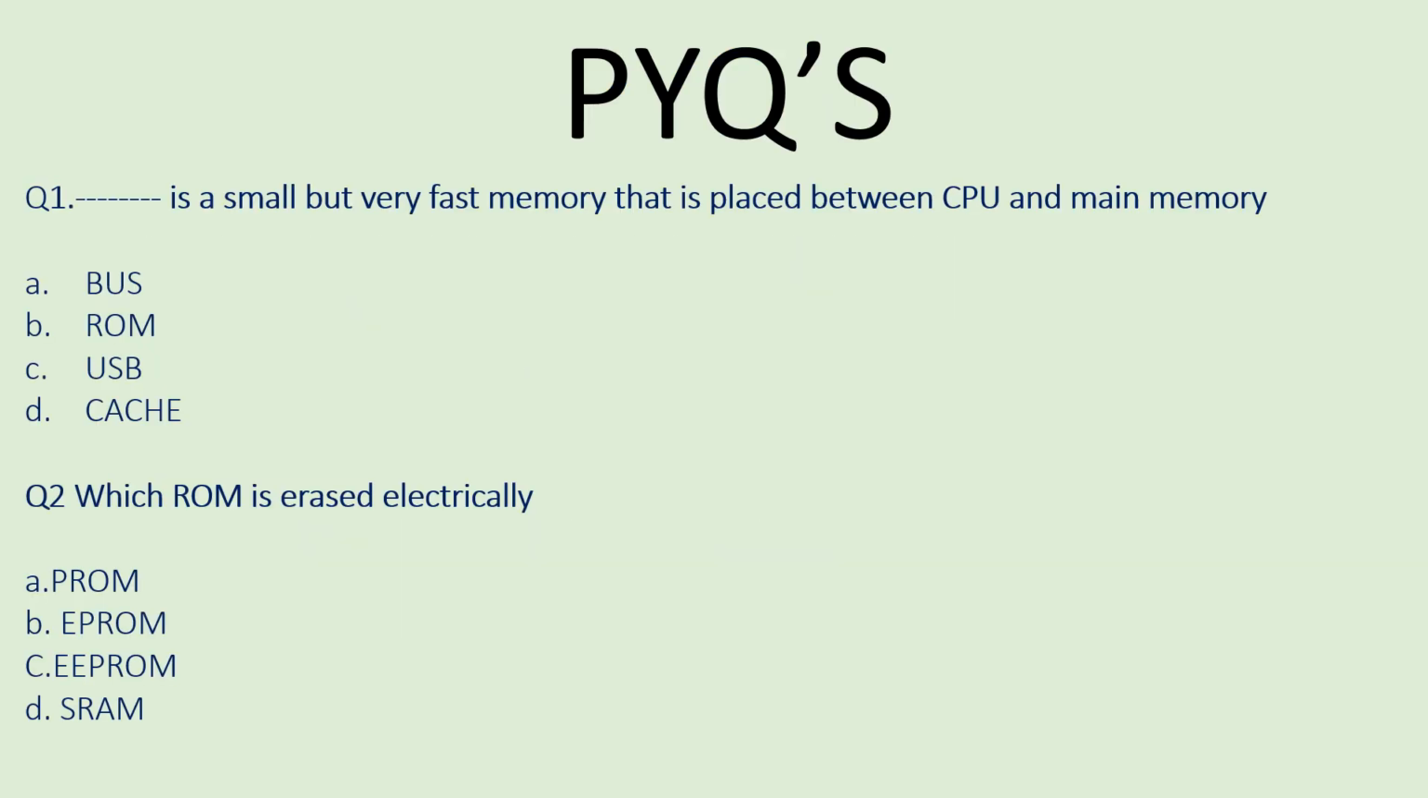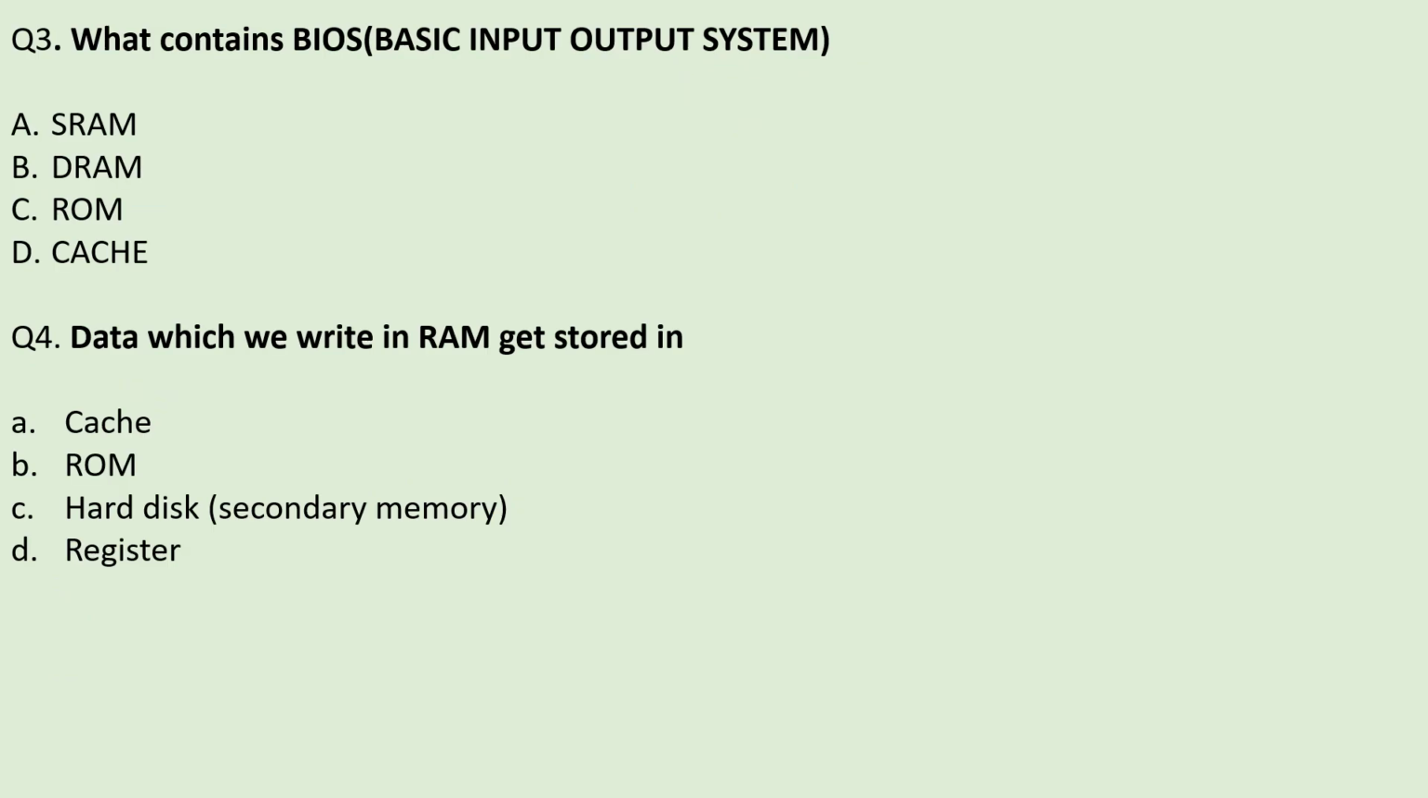Now the previous year questions asked on the discussed topic are: dash is a small but very fast memory that is placed between the CPU and the main memory. So it's cache. Which ROM is erased electrically? EEPROM is erased electrically. EPROM is erased by UV rays. What contains BIOS? So SRAM no, dynamic RAM no. Now the ROM, which is a part of primary memory, contains BIOS and it is non-erasable. It is installed during the manufacturing of the electronic gadget itself.